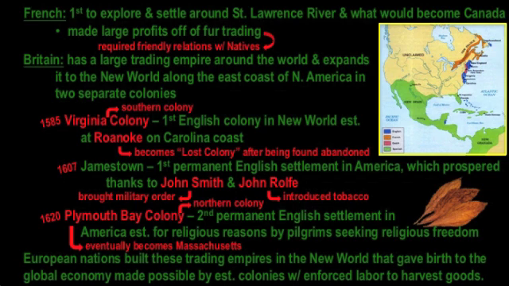So in closing, European nations built these trading empires in the New World that gave birth to the new global economy that stretched across the Atlantic, made possible by establishing colonies there in the Americas with enforced labor to help harvest the raw materials and goods that the Europeans needed. And to think all of this started with one man simply stumbling across the New World.